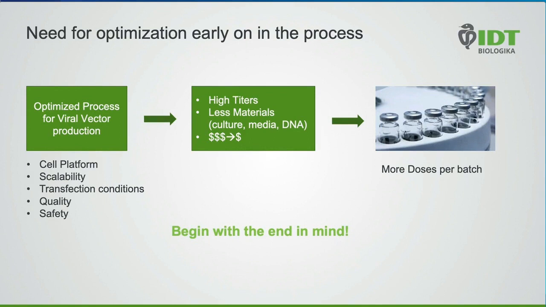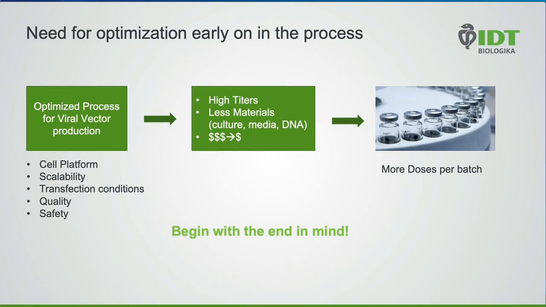Now, what are some of the factors that go into such an optimization? Some of the important ones are listed here, which include cellular platform, scalability, transfection conditions, quality, as well as safety. The cellular platform you choose goes hand in hand with scalability. So an important question to ask before you start this process is what kind of scales you are targeting, and whether your cellular platform is able to achieve that kind of scale.